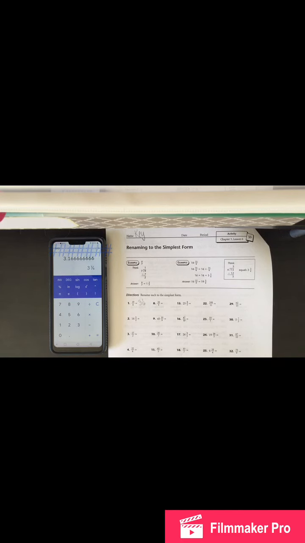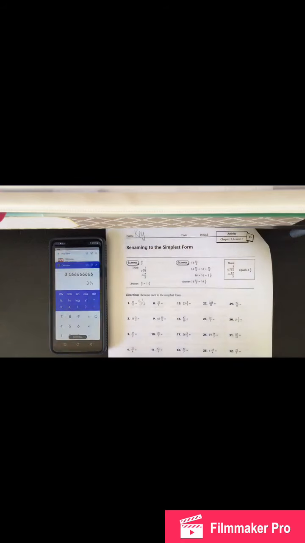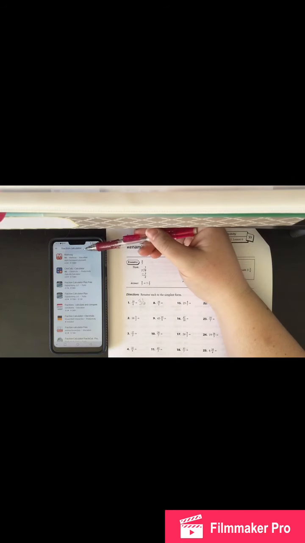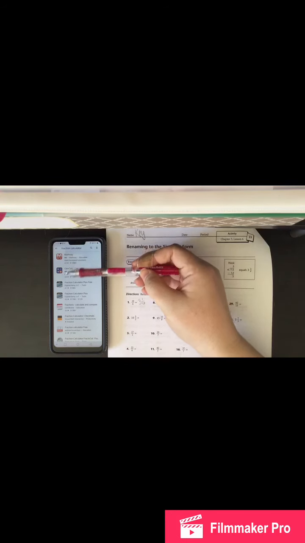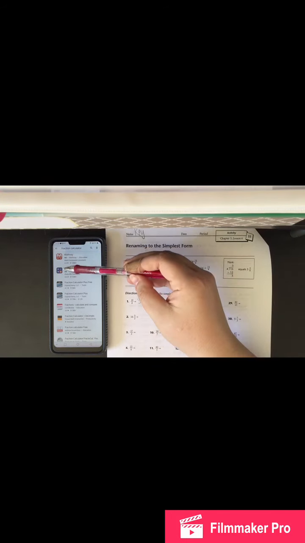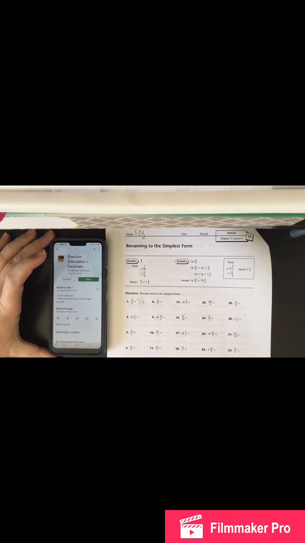So to do that, we're going to go to the App Store or the Play Store if you are an Android user. Okay, so I have mine already pulled up. All I did was type in fraction calculator, and the best one that I liked is the 6th one down. 1, 2, 3, 4, 5. The 6th one down, the black and the orange one. The fraction calculator and decimals. For me, it was just the easiest one to use. You can tell that I've already downloaded it, so I'm just going to open it up.